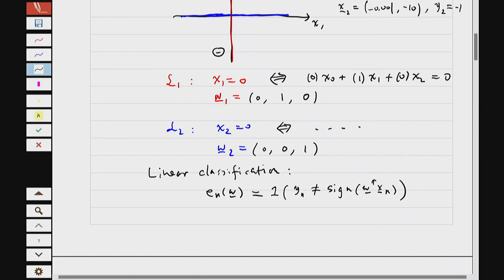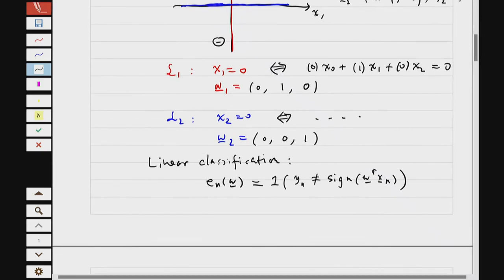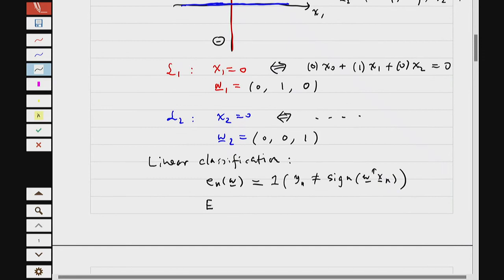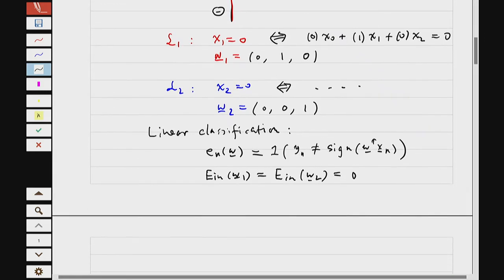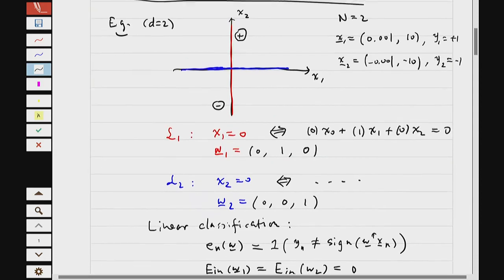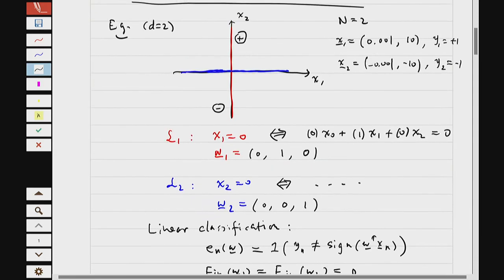Both of them make 0 errors. So E_in of W1 is equal to E_in of W2 is equal to 0. Okay, so for this linear classification error function. But as we discussed before, our well-trained brain, looking at these two lines, intuitively, we should say which line is better.